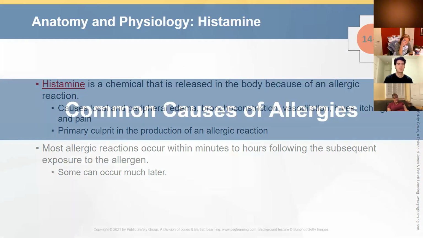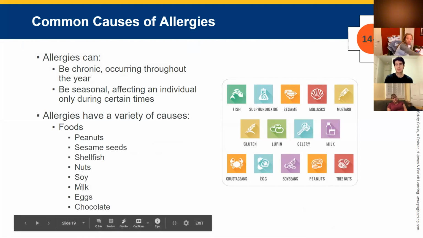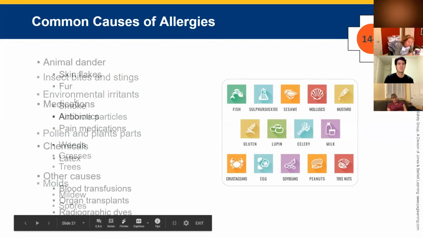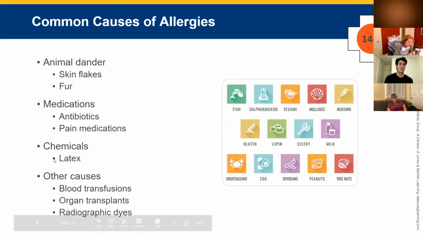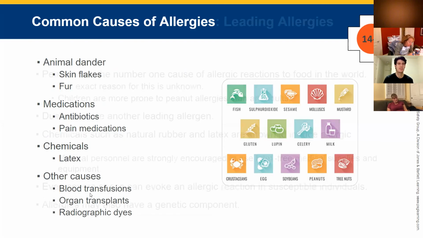All right, common causes. They can be chronic throughout the year, or they can be immediate, like a one-time thing, like nuts or soy milk. We all know what allergies are. Insect bites, environmental irritants, pollen, mold, animals, medications, chemicals, and other things here, organ transplants, blood transfusions. You can be allergic to plenty of stuff.